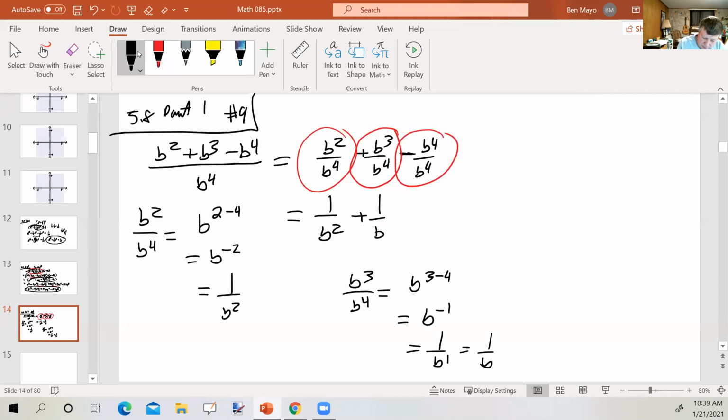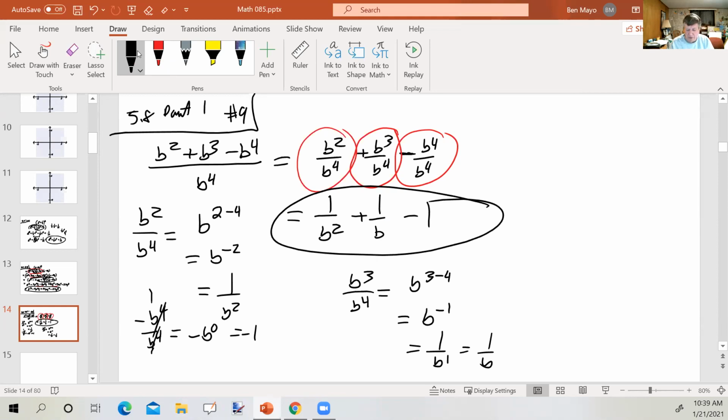Finally, the third term, we've got minus b to the 4th over b to the 4th, which is negative b to the 0, or negative 1. Or you could just say it reduces down to negative 1 or minus 1. So there would be the final answer for that problem. Any questions there before we go on?